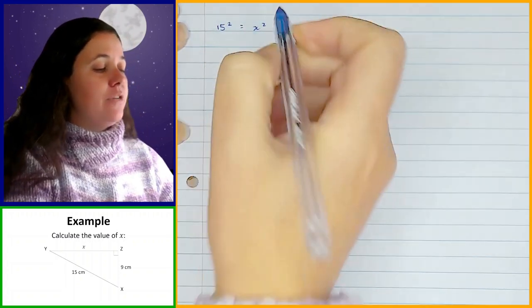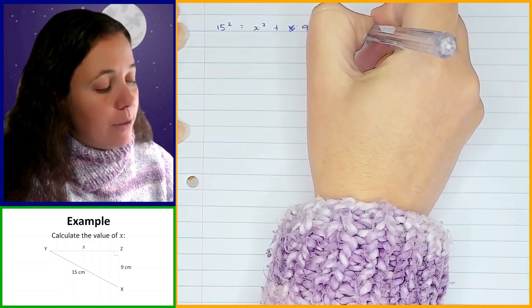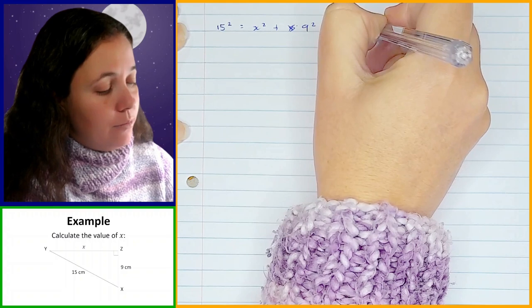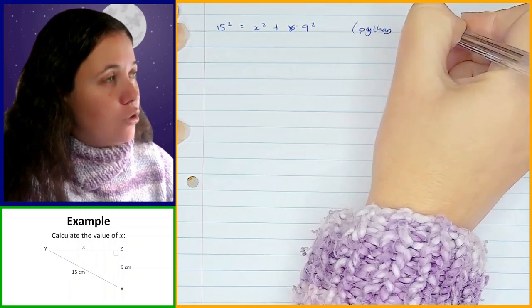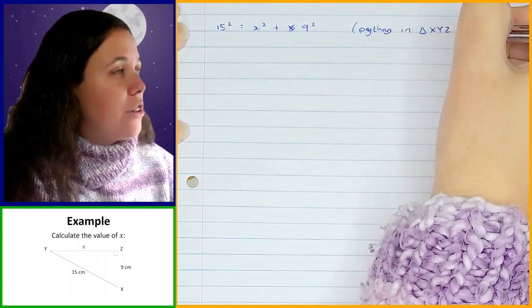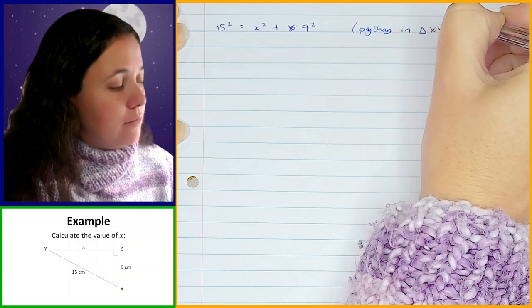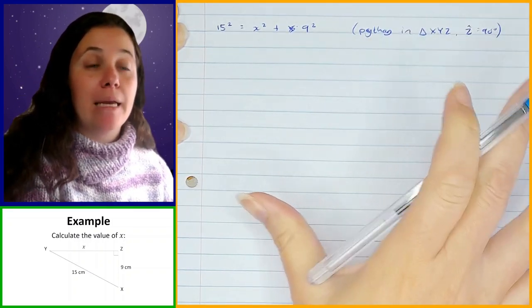Now, I could have written this differently, but first let me put my reason: this is Pythagoras' theorem in triangle XYZ with angle Z equal to 90 degrees. Because we always have to give a reason for any statement we make in geometry.